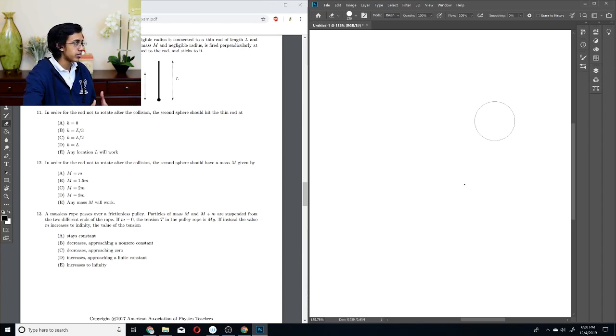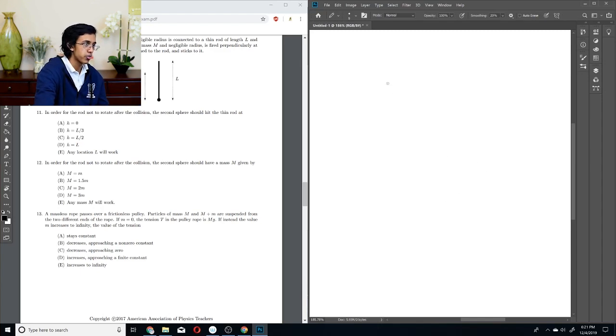Instead, the value of M increases to infinity. The value of the tension, blank. Okay, wait, huh? Does the tension not increase to infinity? Wait, so if M goes to infinity, it's basically like making one mass infinite. Huh. Alright, let us do some equationifying.